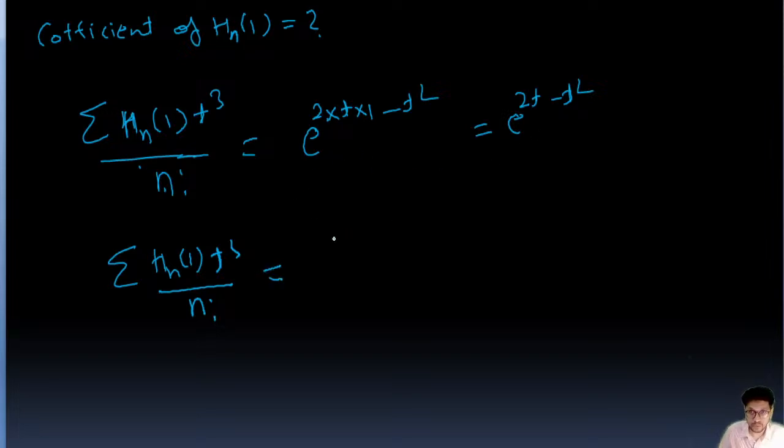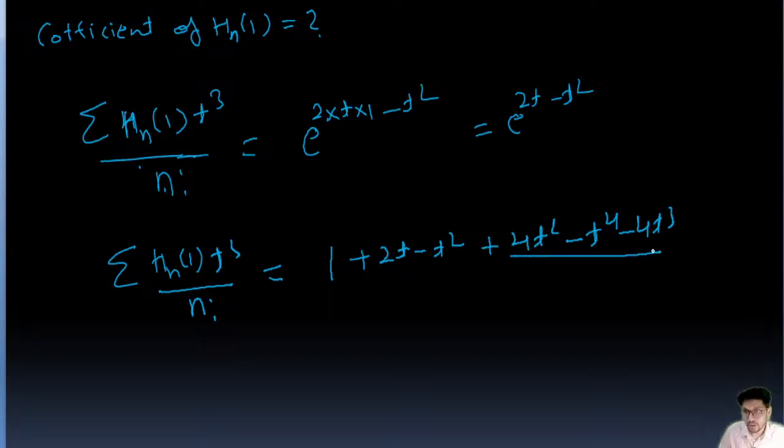We know how to open this exponential, right. 1 plus (2t − t²) plus (2t − t²)² /2! plus (2t − t²)³ /3! plus so on. This is the one, this t³ term.